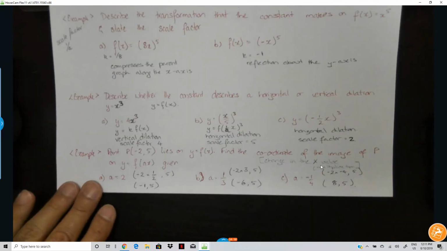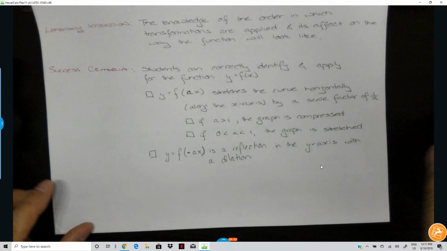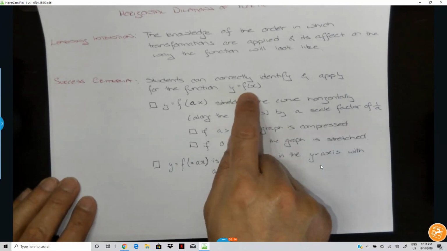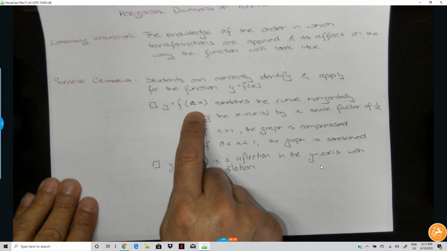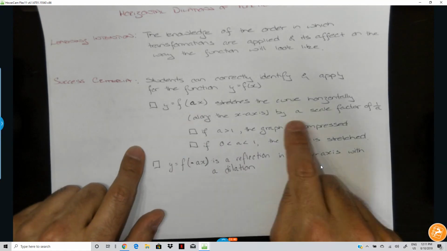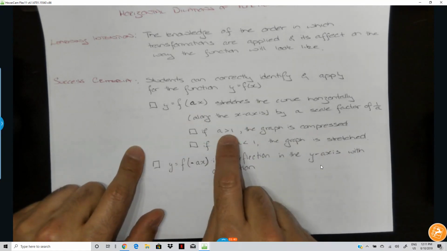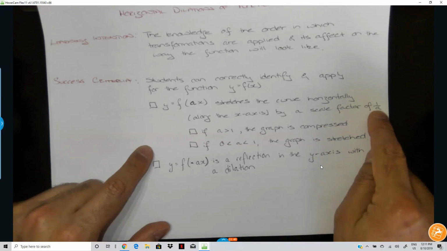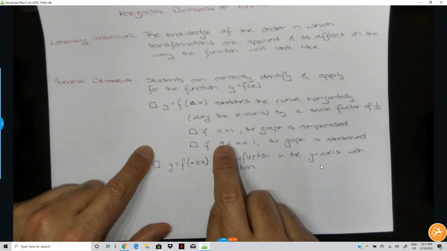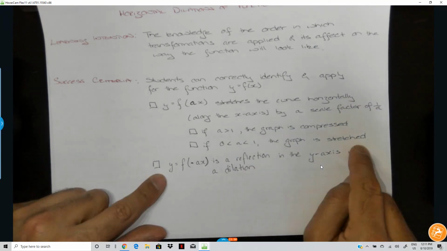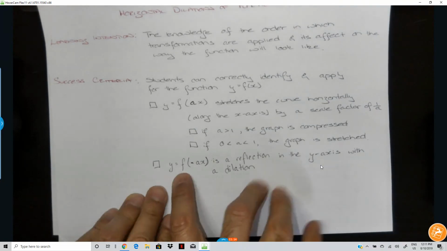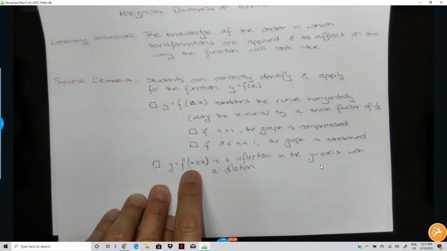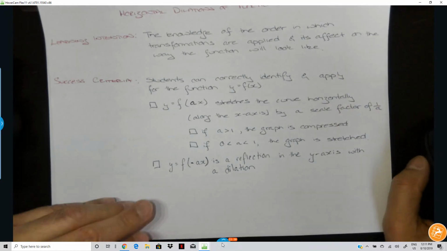Okay, and that's it. When you have a function y equals f of x, and you put in y equals f(ax), this stretches the curve horizontally along the x-axis. If a is greater than 1, then it's compressed because the scale factor is 1 over a. If a is between 0 and 1, the graph is stretched. So y equals f(negative a x) is a reflection about the y-axis. Okay, thank you.